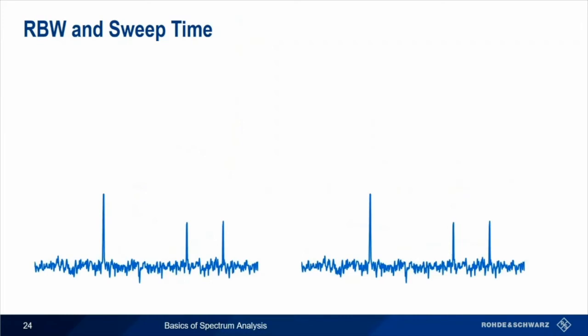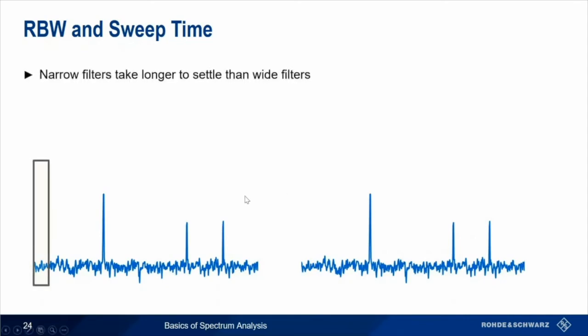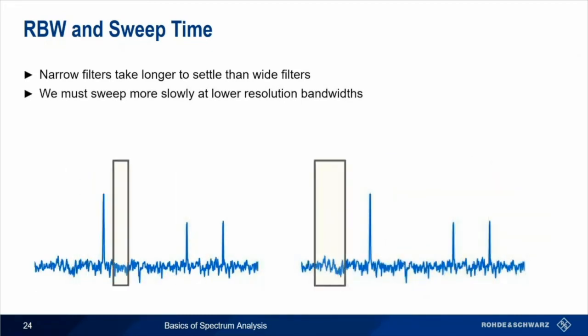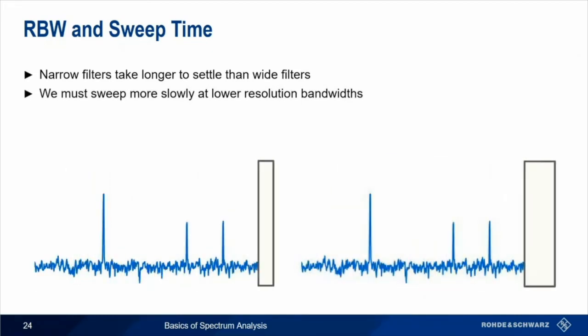All right, so you might say, well, then why don't we just always use a narrow resolution bandwidth? And that's a great question. Remember that resolution bandwidth is essentially a filter, and narrow filters take a longer time to settle or to get stable compared to wider filters. And this means that we must sweep more slowly when using smaller resolution bandwidths in order to get accurate results. Sweeping too quickly leads to both amplitude and frequency errors.